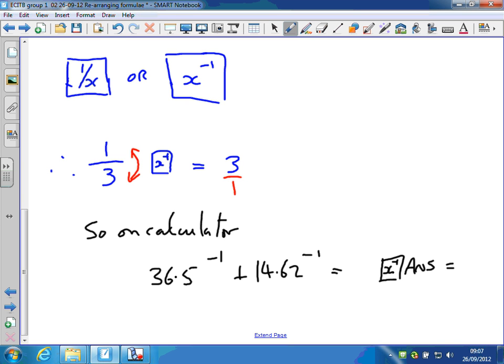No? Try it again, Daniel. 36.5, hit x to the minus 1, plus 14.62, hit x to the minus 1, equals, and then x to the minus 1 of the answer, and you'll get it. Worked? Yeah. And you get exactly the same answer you get the other way. So that inverse button is useful if you want the inverse of whatever you put into the calculator.